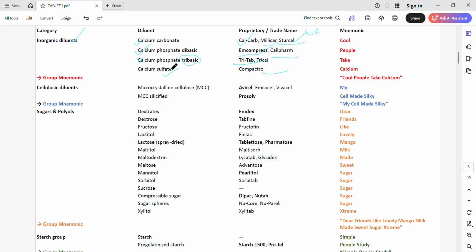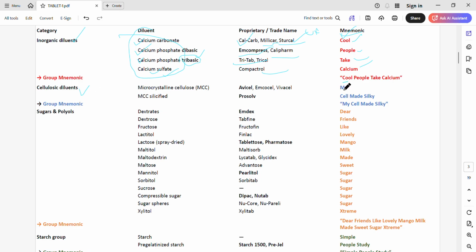Okay, to remember the inorganic diluents, the mnemonic is "cool people take calcium." Cool for calcium carbonate, where calcium is present. Okay, calcium phosphate. Okay, takes tribasic calcium, here is calcium. Okay, that is the mnemonic to remember the diluents. Then we discuss the cellulose diluents.